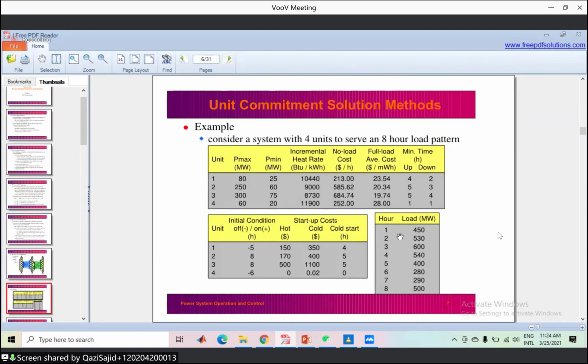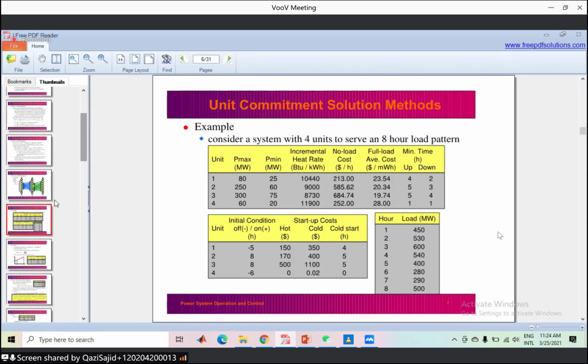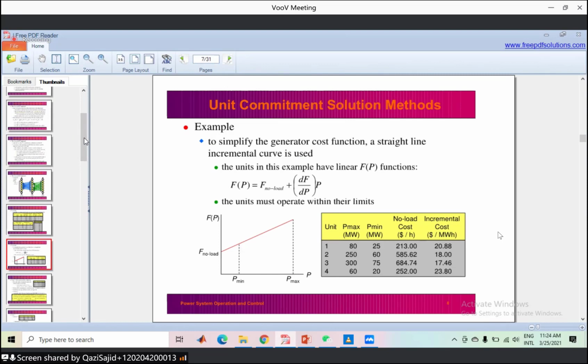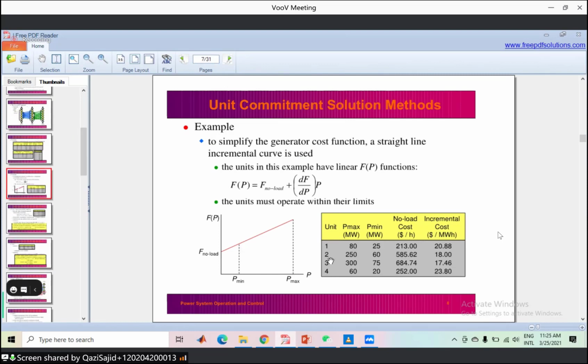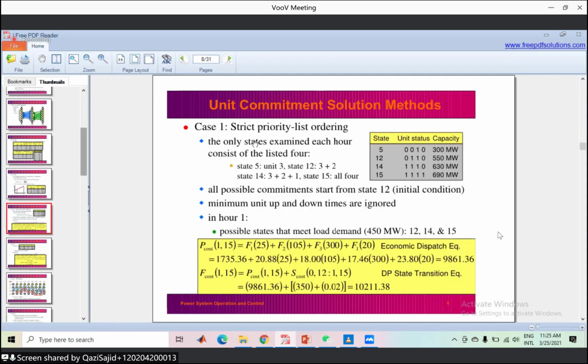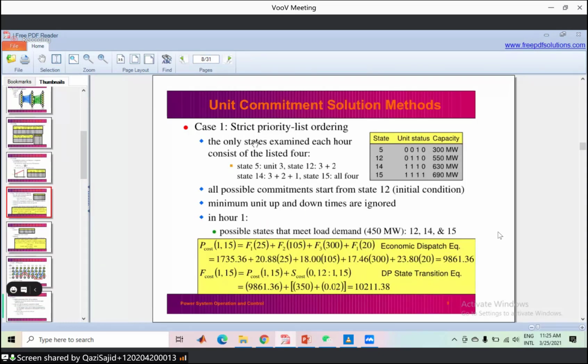Table for unit characteristics, load pattern and initial step for the cases in the given example. In general, 4 units are used to solve an 8 hour load pattern, and the load demand is here in megawatts that you can see. So if we select starting 4 units like this, that will be unit 1, unit 2, unit 3 and unit 4, and its cost is written here. So case 1 is the strict priority listing method that we have to select from this table.